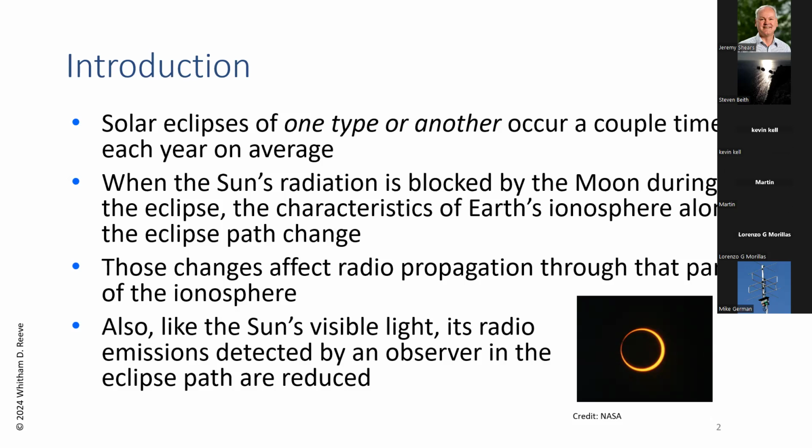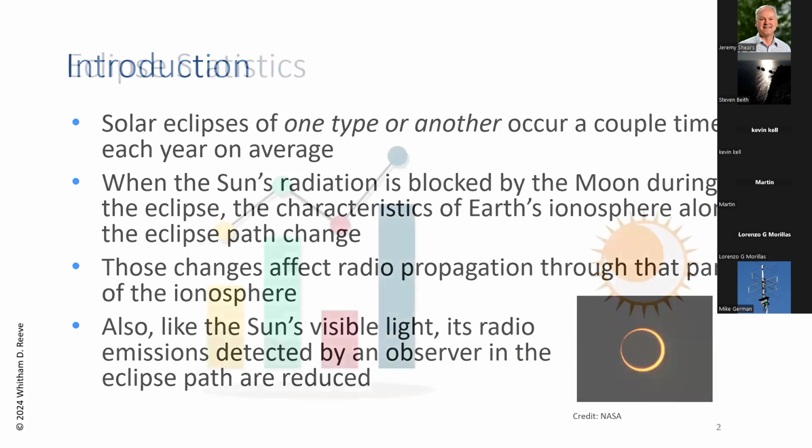Now, it's also well known that the sun's visible light, as well as its radio emissions that are detected by an observer on Earth, are reduced as well. But I'm not talking about that part at all. I didn't look for the direct effect on the solar emissions, only its effect on the ionosphere.